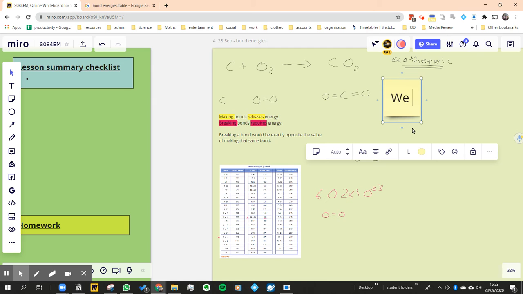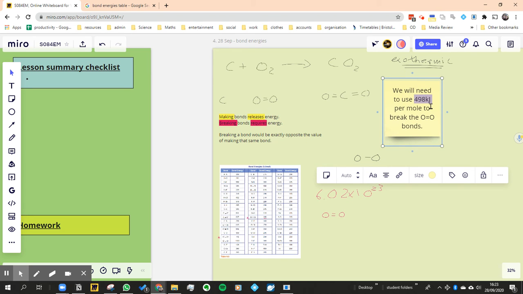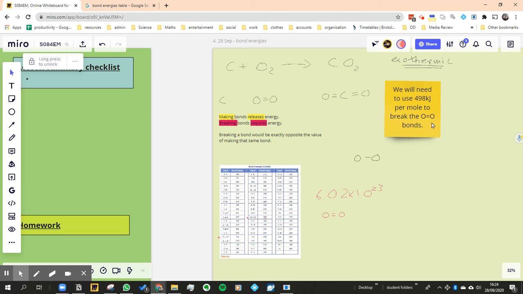Okay, so we will need to use 498 kilojoules per mole to break the oxygen double O bonds. Actually, I think I can do an O. There you go, just use an equal sign. Okay, so that's a useful thing to know. I can't underline, can't make that bold. Let's just change the color of it. Right, so that's how much energy we're going to need to break it.